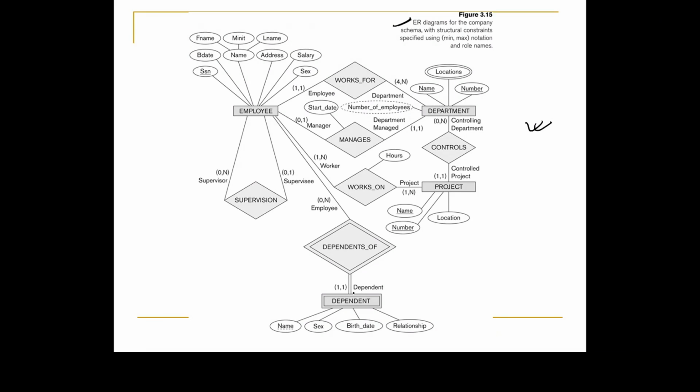So here the participation of dependent is 1:1. That means one employee is a dependent. In this employee table, each employee has dependency 1. So this is 1:1. Supervision, you can see that. Then here it is 0:1, 0:n. Then works for, you can see that works for is 1:1, employee works for department, a 1:1 relationship. So this is how things happen, and we will see more detail in the next class.